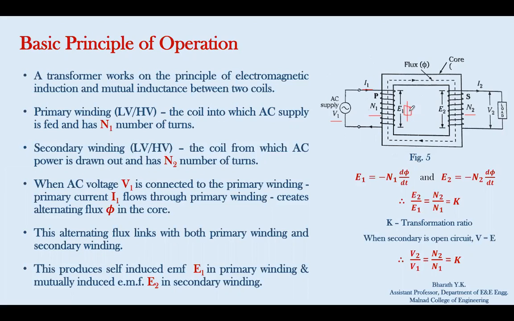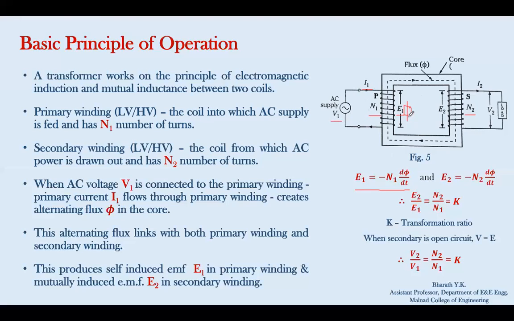When flux links with the primary winding, a self-induced EMF E1 is induced in it, whose equation is given by E1 is equal to minus N1 d phi by dt. Here N1 d phi by dt is given by Faraday's laws of electromagnetic induction, and this minus sign indicates that the self-induced EMF E1 has a direction opposite to that of the supply voltage V1. So V1 is equal to minus E1.